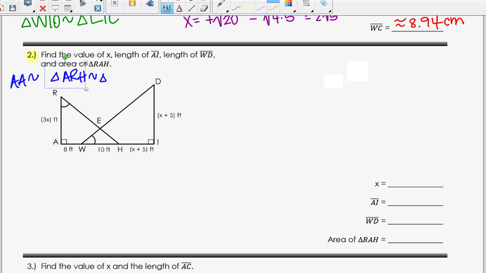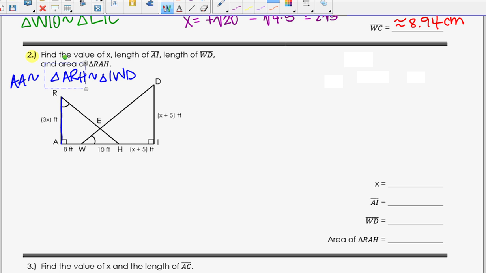Especially here, this helps me a lot because the triangles are not only overlapping, but one is turned on its side. So triangle ARH has to be the same as triangle I, because the A and I are both your right angles, and R and W, because those are both your marked congruent angles. And then D. Okay, so be careful here.